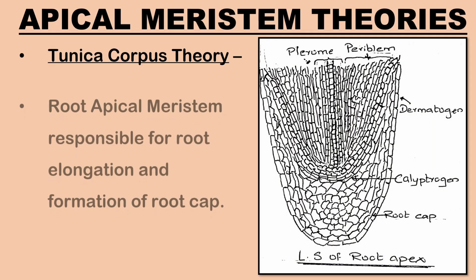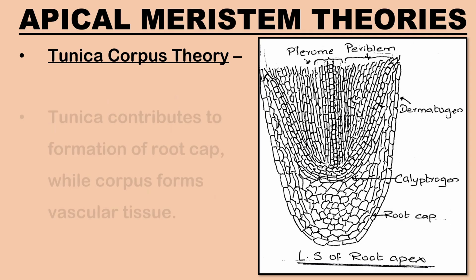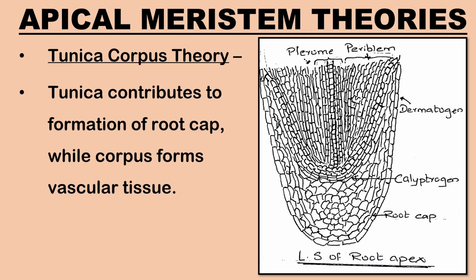The root apical meristem, found at the root tips, is responsible for root elongation and formation of root cap. In this case, the tunica contributes to the formation of the root cap, while the corpus forms the vascular tissue. Next is classification of meristem based on origin.